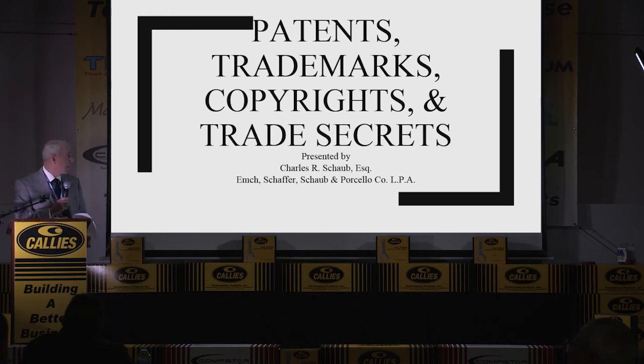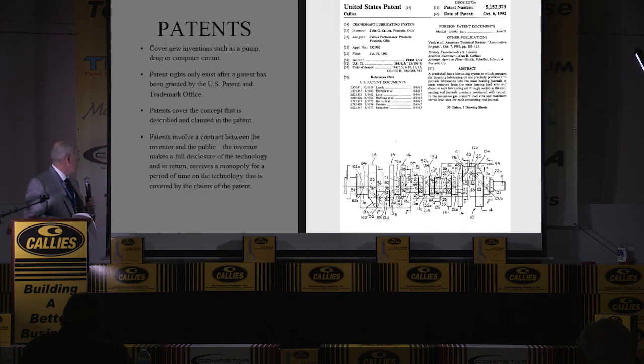And one of the first things I'd like to do is talk about the differences between some of the protection. A patent covers an invention such as a pump, a drug, computer circuit, things of that nature. The patent rights only exist after a patent has been granted by the U.S. Patent Office. Patents cover the concept that is described and claimed in the patent.